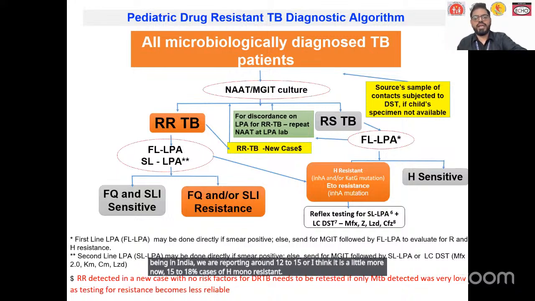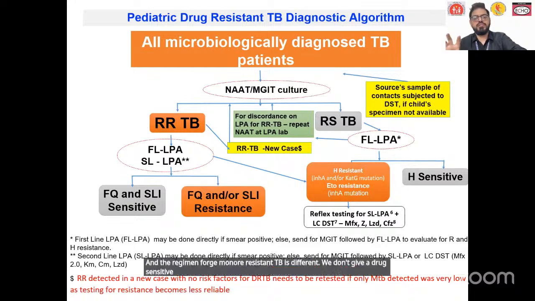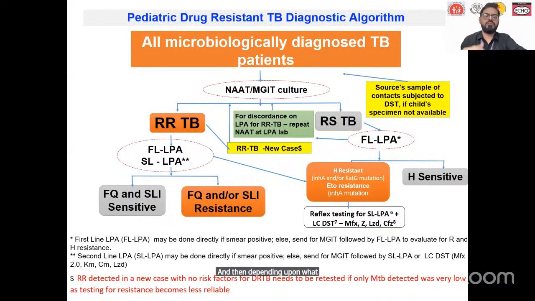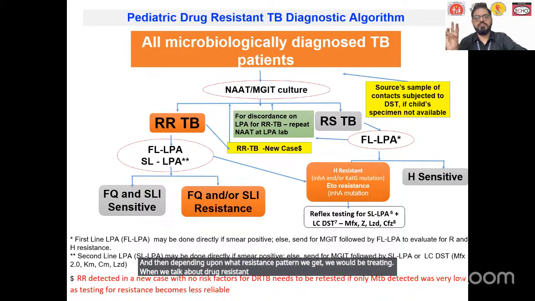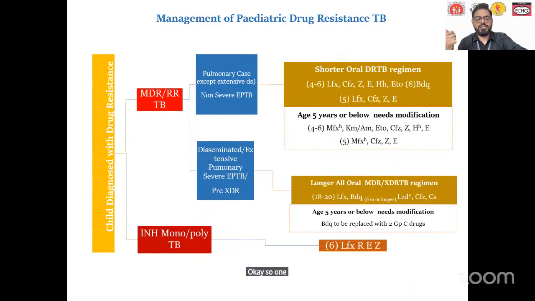And the regimen for H monoresistant TB is different. We don't give a drug sensitive treatment. That is the reason why, even if the CB-NAT picks up rifampicin sensitivity, we do a first line LPA. And then, depending upon what resistance pattern we get, we would be treating. Now, when we talk about drug resistant TB treatment, there are three basic regimens. One is what we can say the last part of the algorithm or the figure.